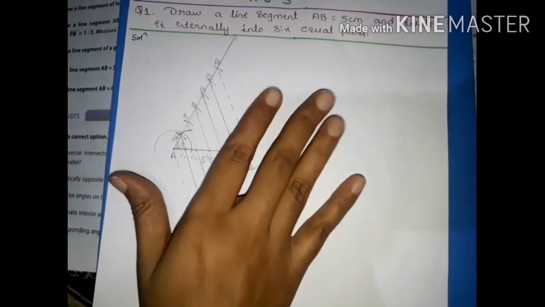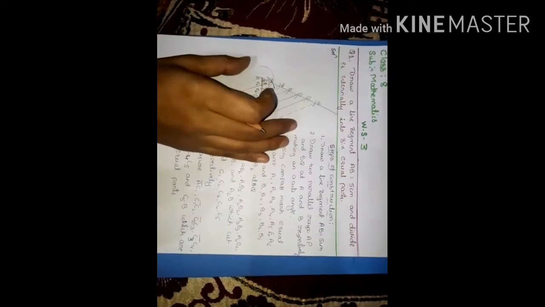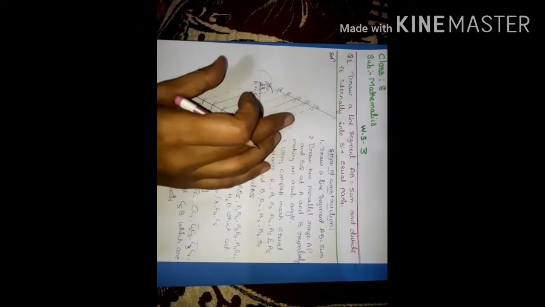Now for this you have to write the steps. Steps of construction. Here for each question after constructing you have to write the steps. Here what we did to construct the parallel lines to divide the given line segment, what are the steps we followed, each step by step we have to write.